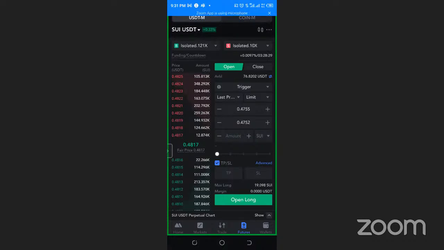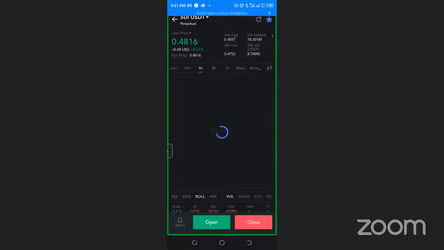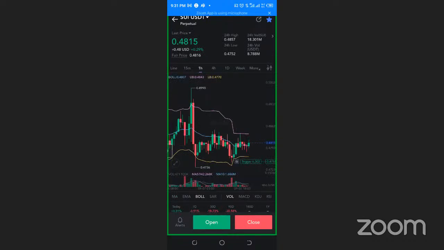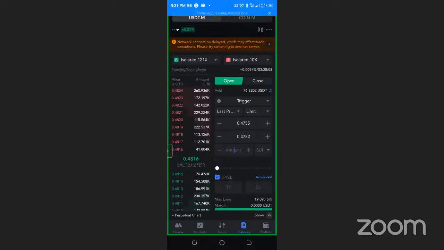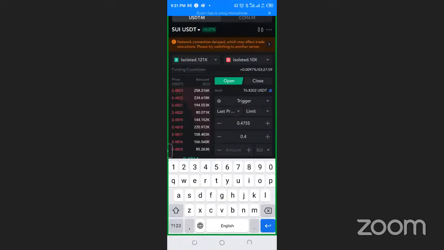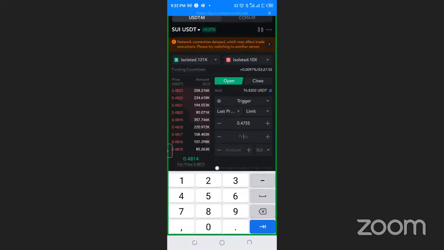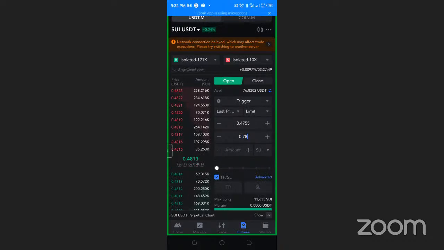I've done a long already, right? So let me check again to see where I'm doing the short. At 0.4857, I should short it, even though I know that's not a very good place to short this coin. This 4857 is okay. So this is the price, 0.4857.